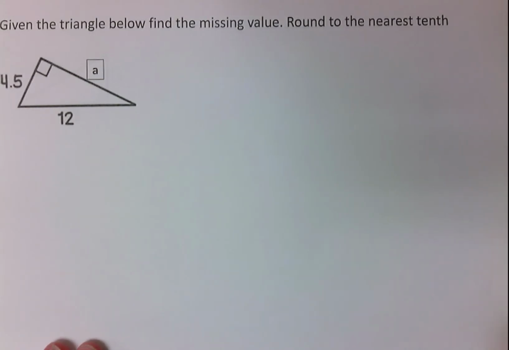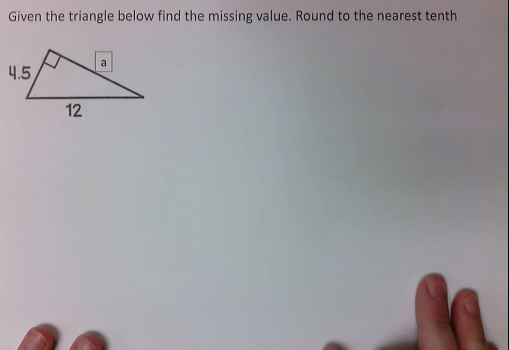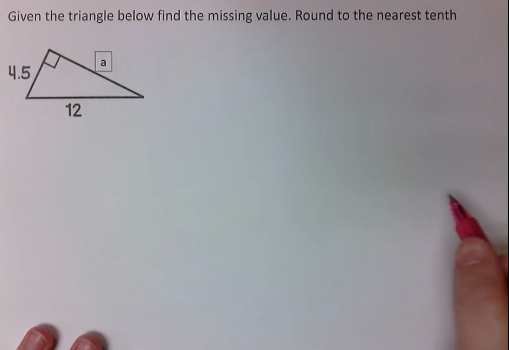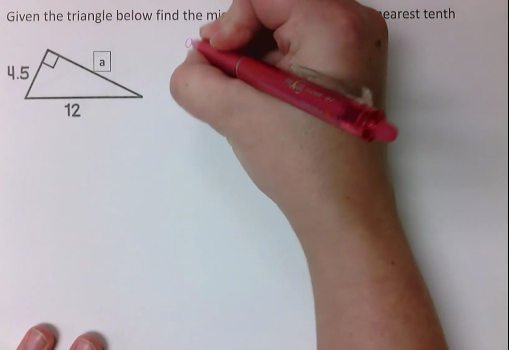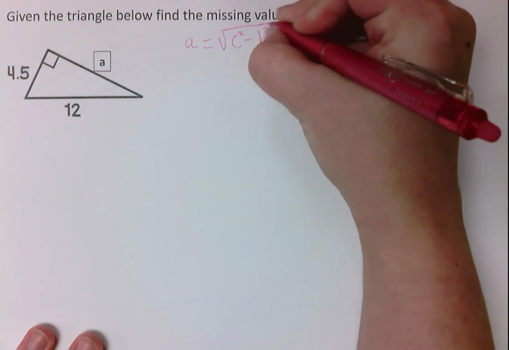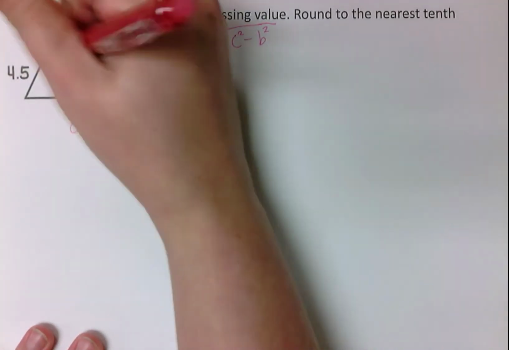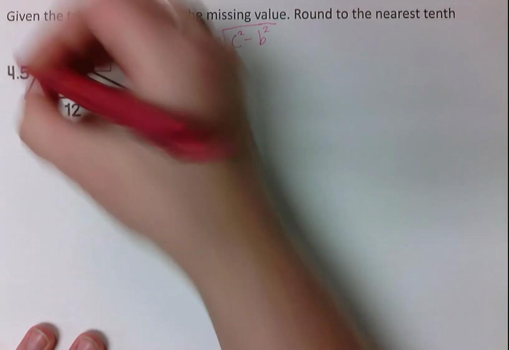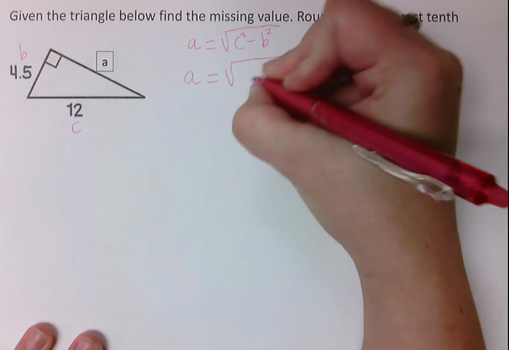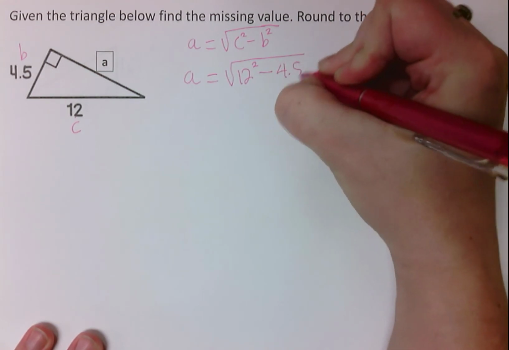All right, so given the triangle below, we're going to find the missing value. So in this one, they want me to find A. Well, I had a formula. Remember, we found that? So we get A is equal to the square root of C squared minus B squared. Remember, my C is always the one opposite the right angle. So I get A is equal to the square root of 12 squared minus 4.5 squared.